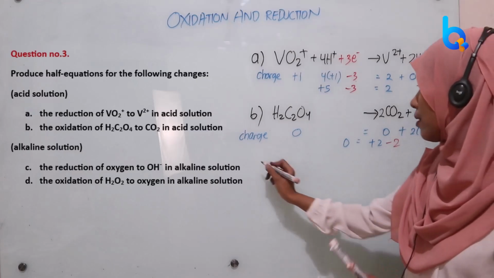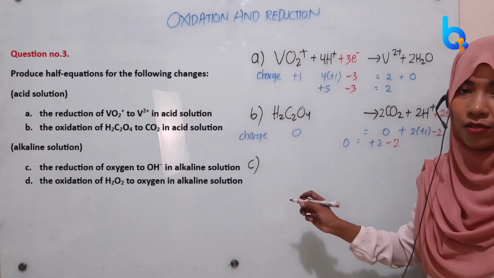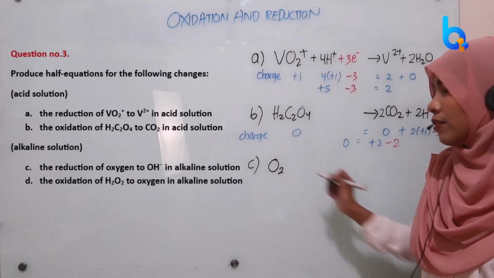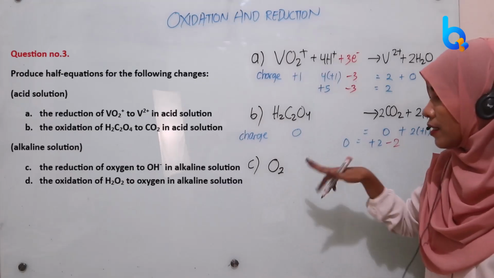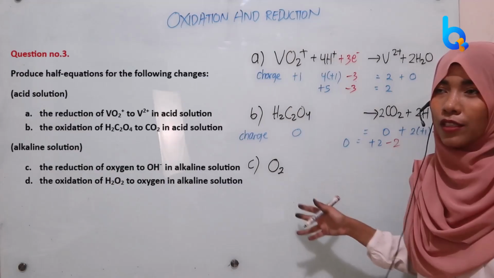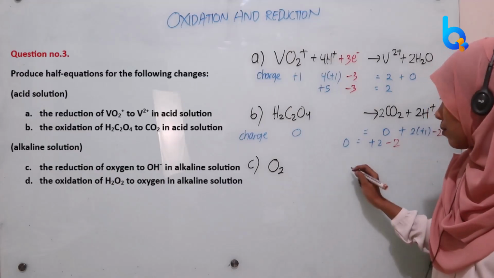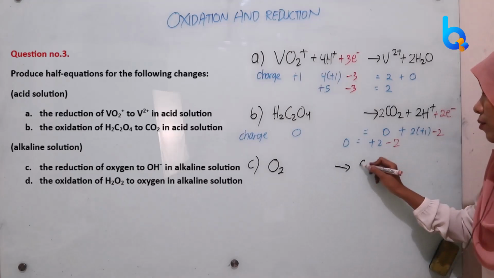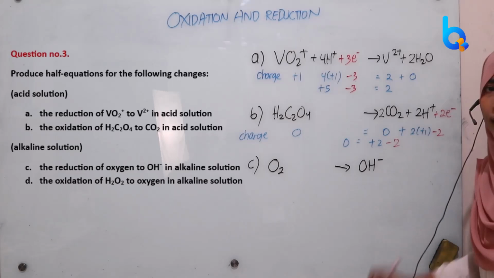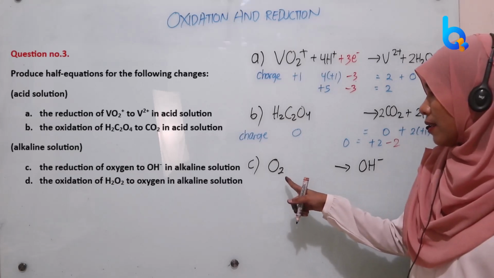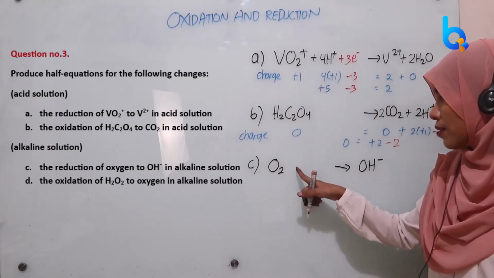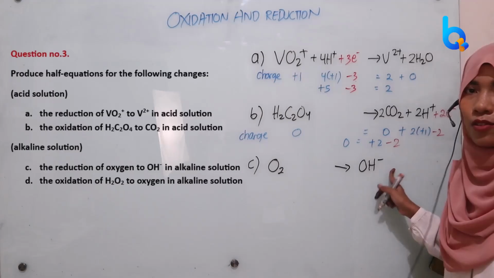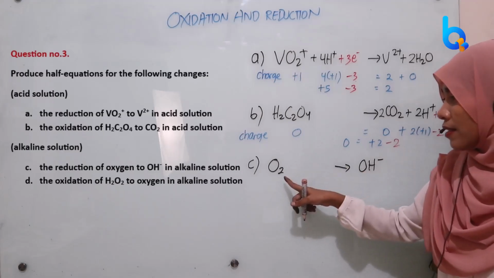Next, number C. This one is for alkaline solution. The reduction of oxygen, here we denote as O2, because oxygen here refers to oxygen gas, which is a diatomic molecule. Save some space here, and it will be turned into hydroxide, OH-. So we do step 1 until 4 first. Let us check if we have other elements other than O and H here, but we don't have any. So we go to step 2 to balance the number of oxygen.